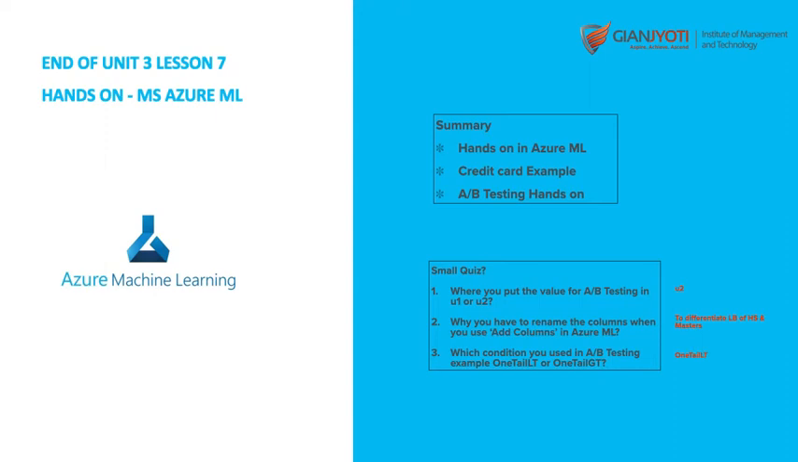Where you put the value for A/B testing: in mu2. Why you have to rename? Because we would like to differentiate between the limit balance of high school and limit balance of masters, which we are going to use later on. Which condition did you use in the A/B testing example? We used one tail LT. So that is all for this unit and the last lesson.